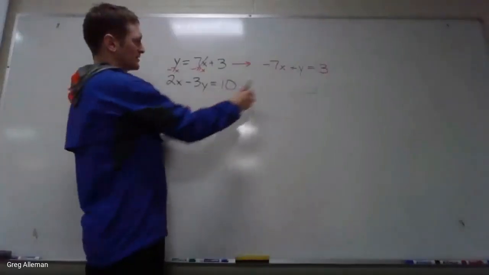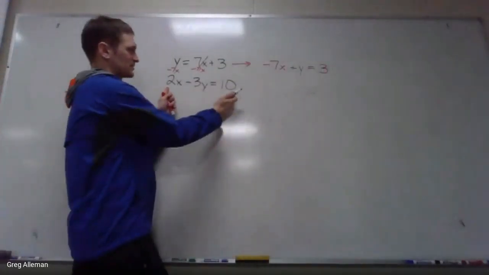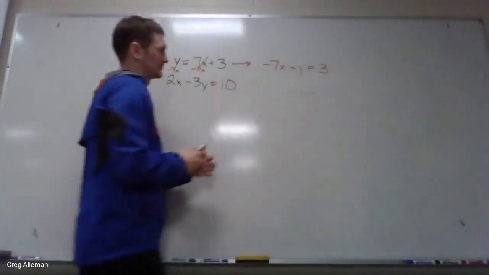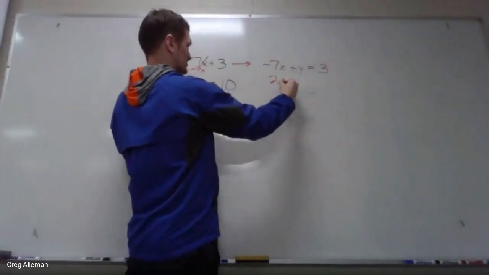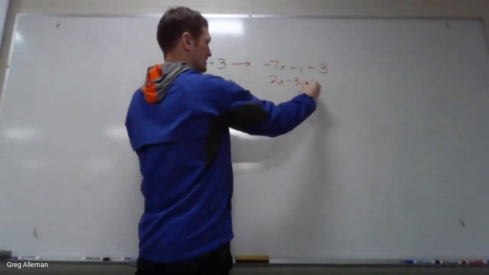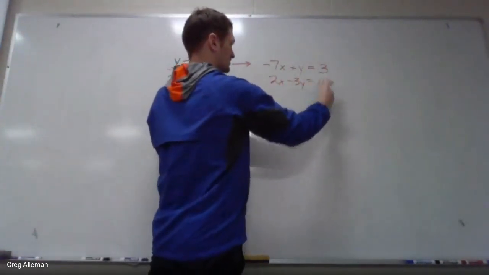Yeah. Okay. So now the nice thing is I'm just going to rewrite this one directly underneath it so that they're lined up. So that's going to be 2x minus 3y equals 10. Okay.